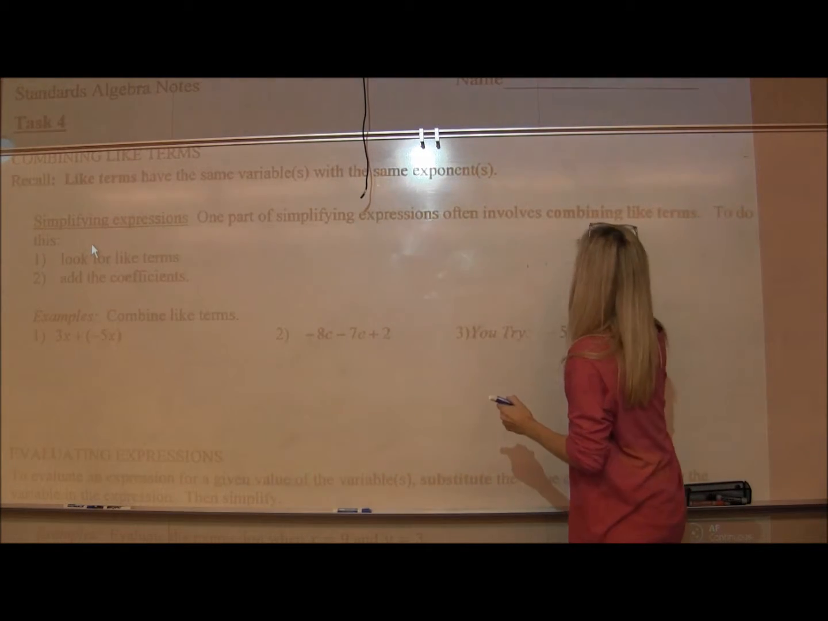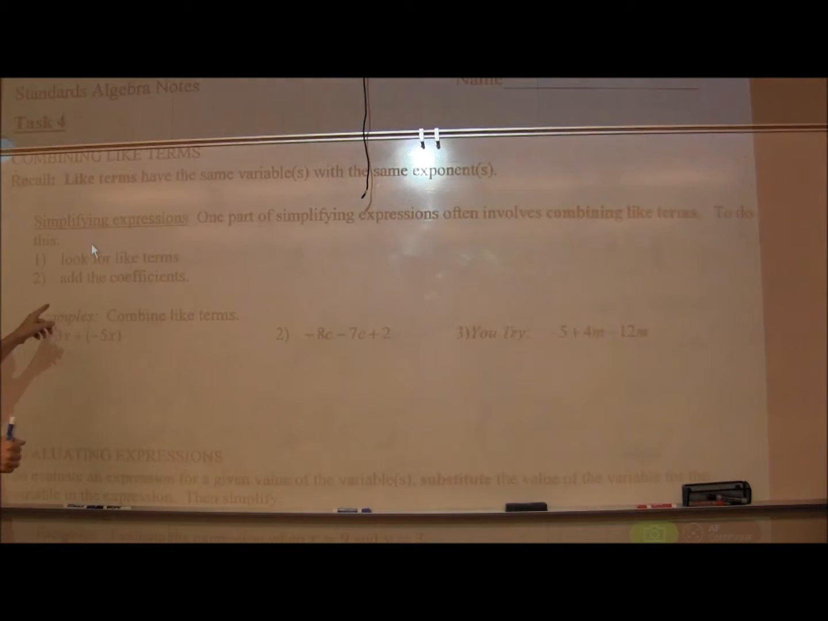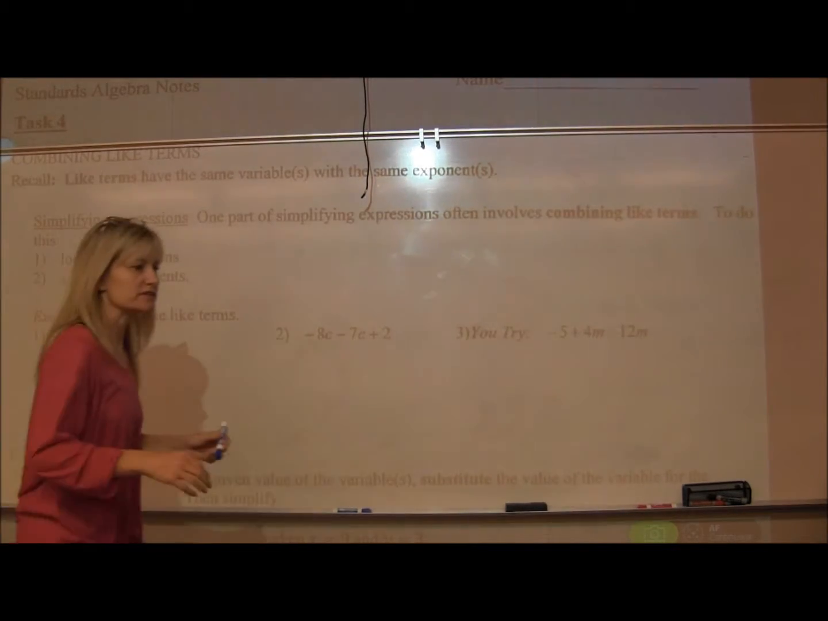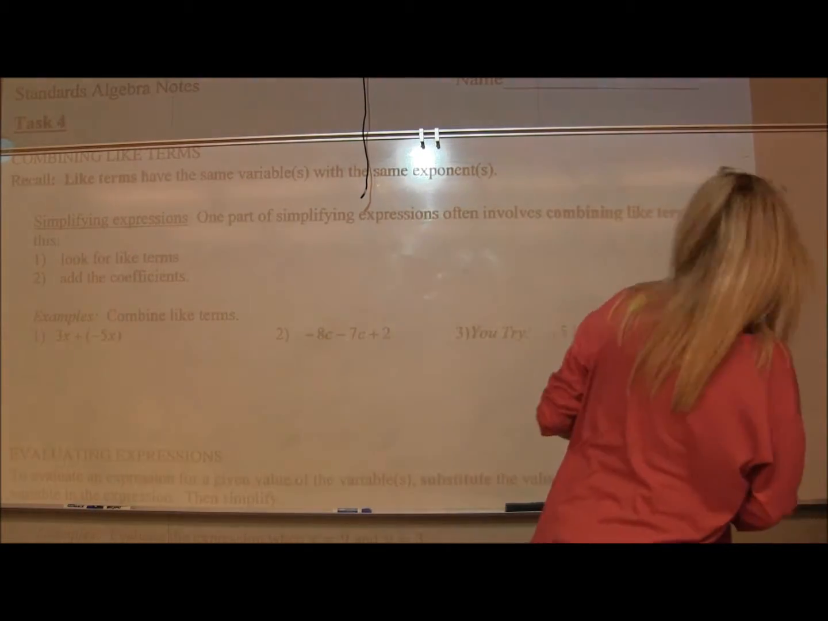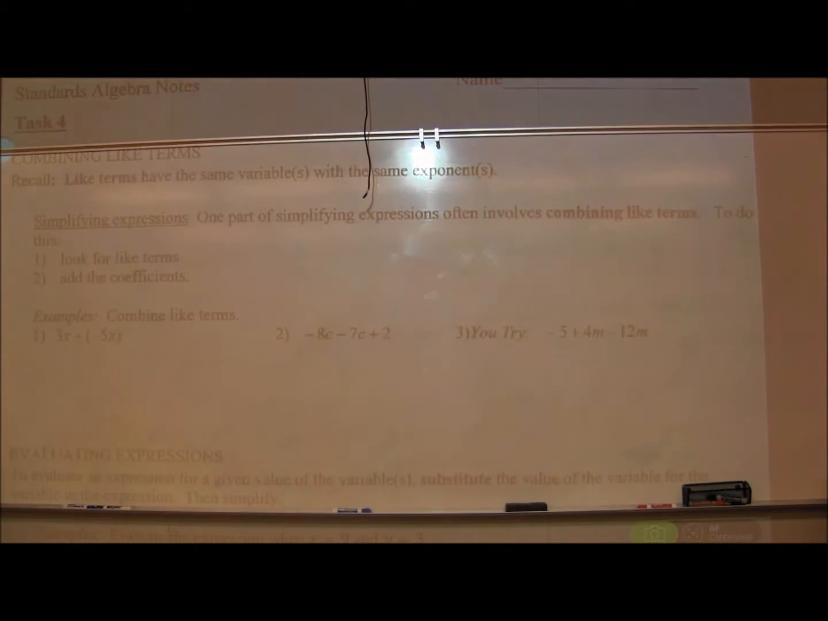So let's take a look. When we combine like terms, we're just adding the coefficients. So you look for like terms and then you add their coefficients. Okay. So these are like terms because they have the same variable, the same exponents. So we're going to add the coefficients. 3 plus negative 5 is negative 2, so this is just negative 2x.